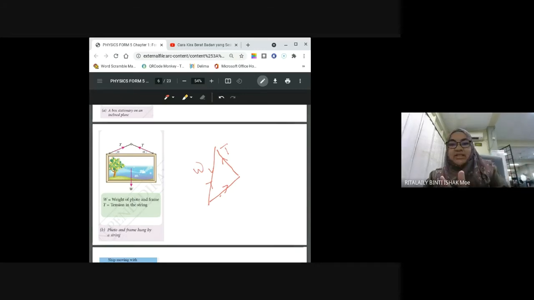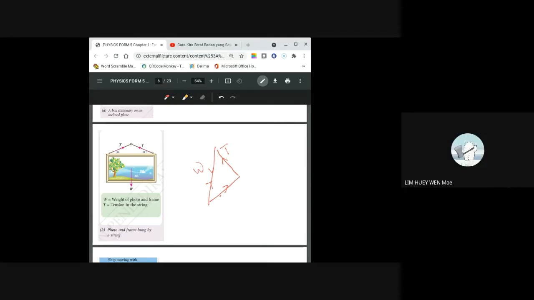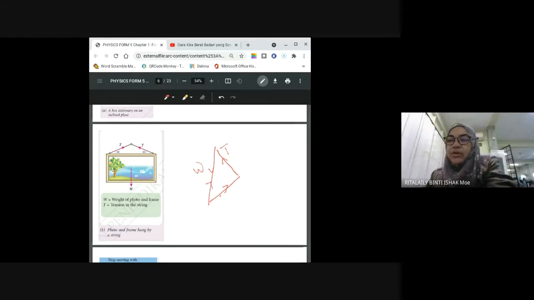Okay, there are two methods actually. One is using calculation, the other one is using the drawing of the triangle force or parallelogram. Okay, any question? Any more question on this? How we know where's the position of the A if they didn't mention the angle? Okay, how do we know the position of our forces?